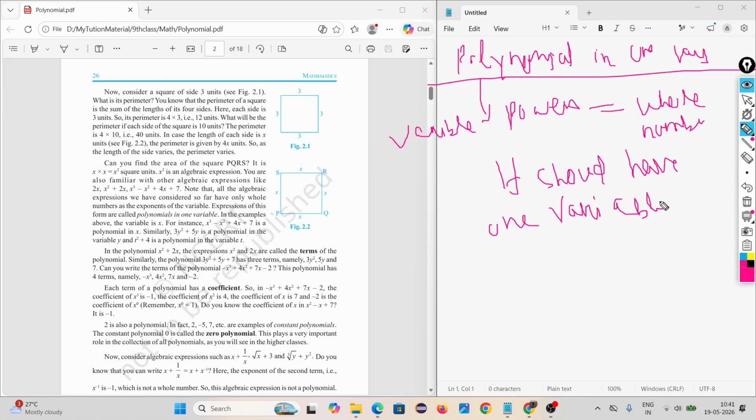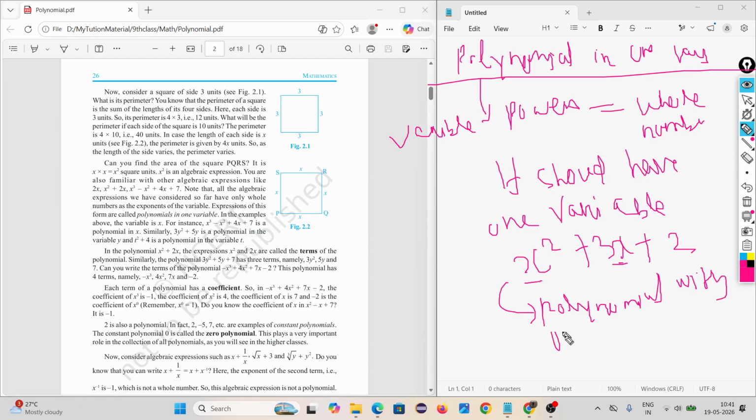What do you mean by one variable? Look, x square plus 3x plus 2. Don't look at how many times the variable is coming. It is one variable, x, the same x. So it is a polynomial with one variable.